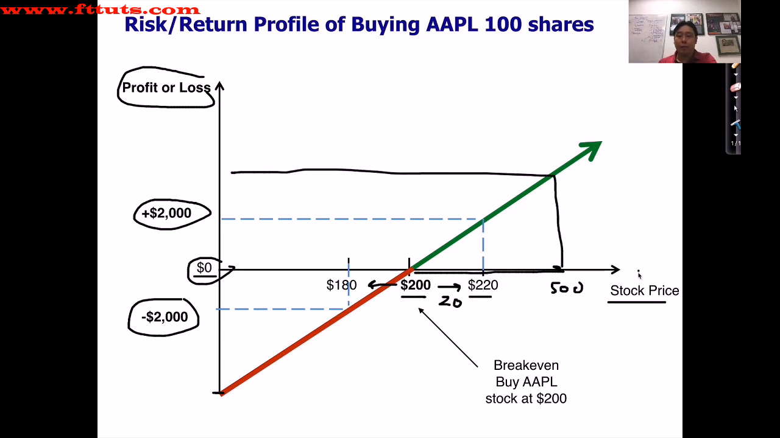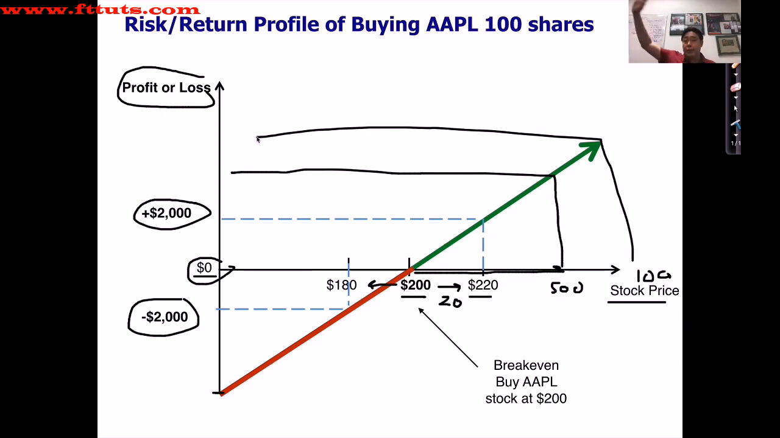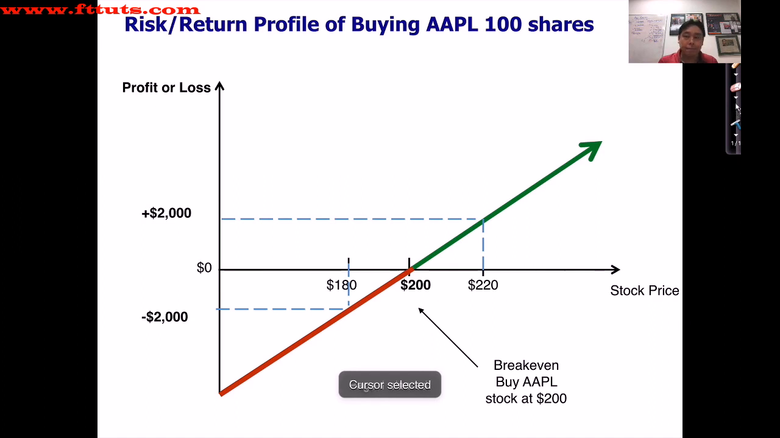If Apple goes up to $1,000, you make a lot of money. So you can see when you buy the shares, you have unlimited return, and the risk is limited to your total investment. So you can lose everything. So that's how you buy the shares. Now let's compare that to buying a call option, and let's look at the difference.